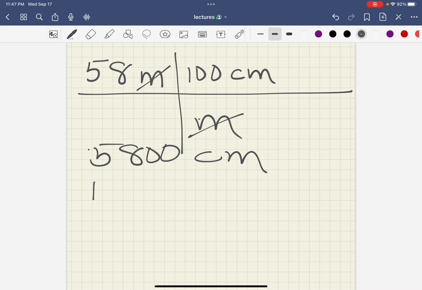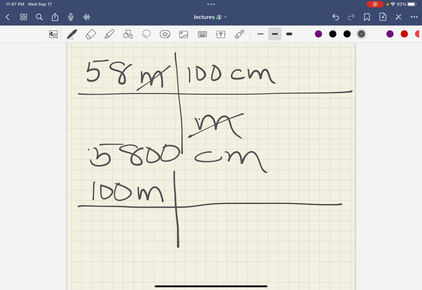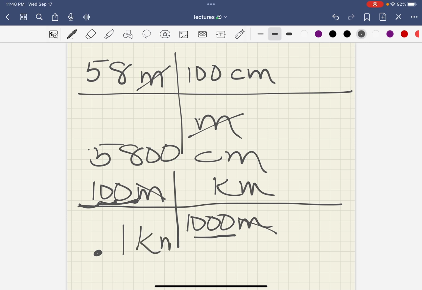When we have 100 meters, convert that to kilometers. Okay, there's 1,000 meters in 1 kilometer. So meters are gone. And if we're going to divide by 1,000, we're going to move the decimal to the left 3 places because we're making it smaller. So if we move the decimal here 3 places to the left, it'll be 1, 2, 3. So it will be 0.1 kilometer.